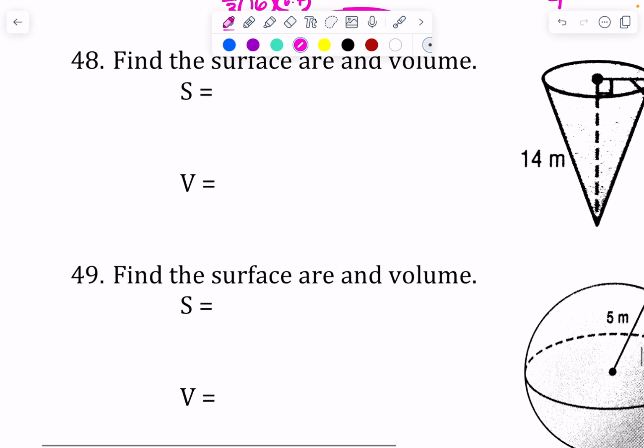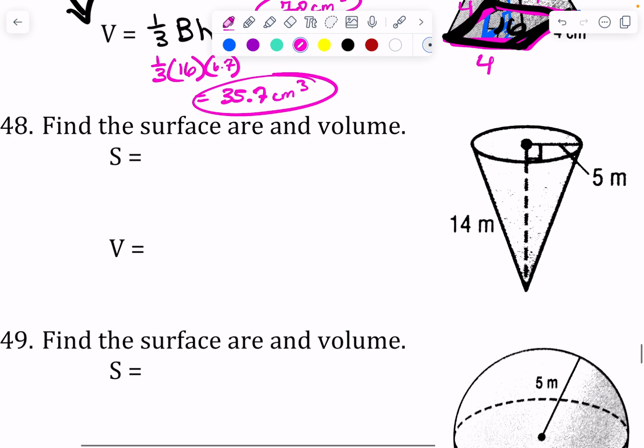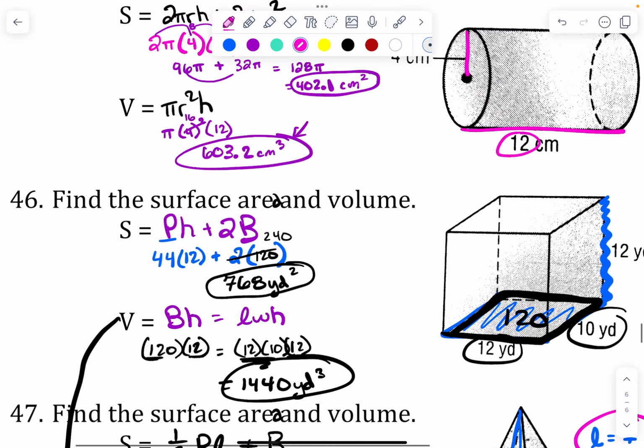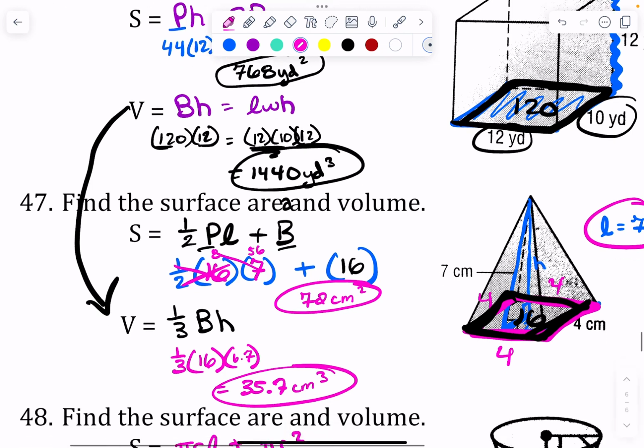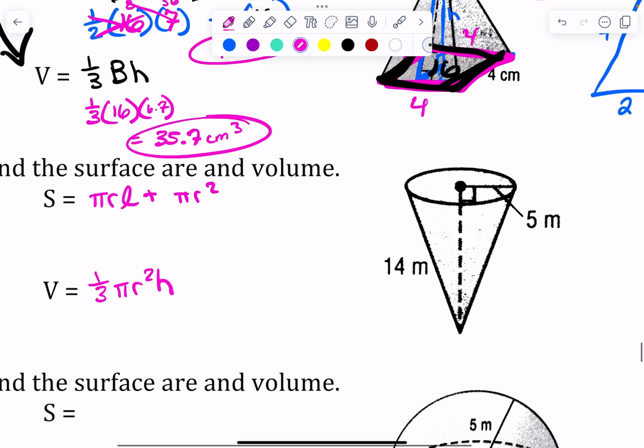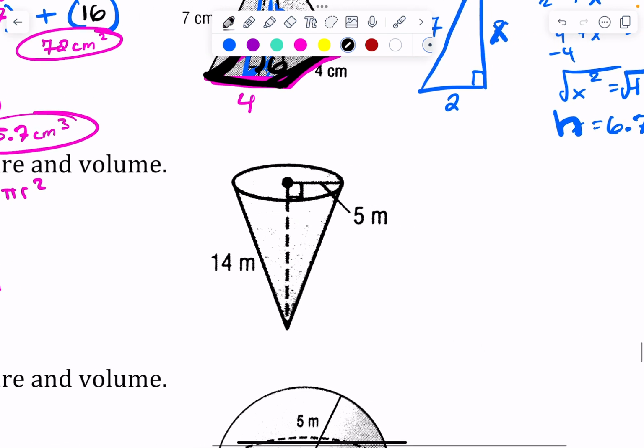All right, a couple left. We've got surface area and volume of a cone. This is pi r L plus pi r squared. I know that is the surface area of a cone, and let me make sure that that's true. Yes. And then whatever the volume of a cylinder is, a cone is 1/3 of that. So 1/3 pi r squared h is what we have. We've got the same thing going on here as we did with the prism.